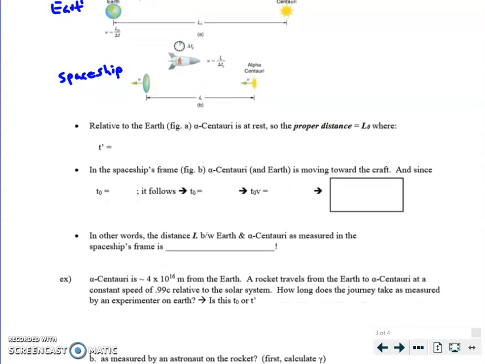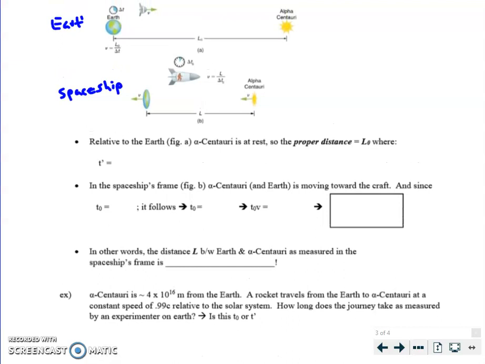Okay, so let's start with relative to the Earth, which I already said is figure A. The key thing is, in this frame of reference, the distance in question, again, let me make clear, is from the Earth to Alpha Centauri. So if we're looking for that distance, since Alpha Centauri is at rest relative to us, we call it the proper distance. That's the L naught.